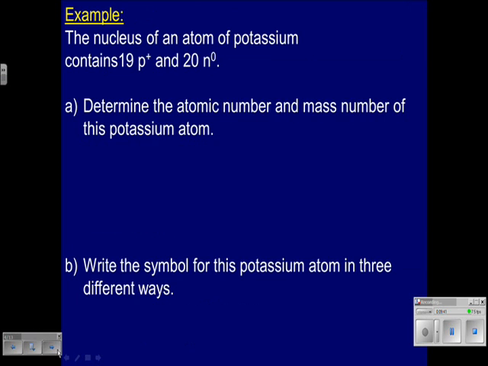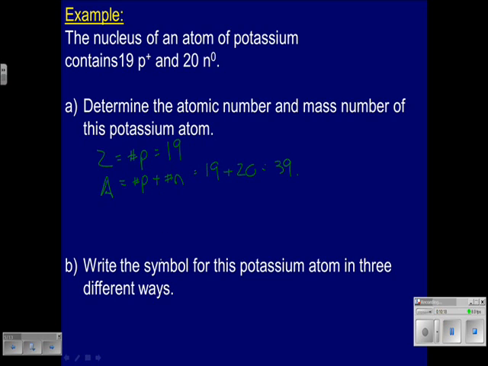So let's keep going. We'll do a couple of examples here. So let's say we have a potassium atom, and it contains 19 protons and 20 neutrons. Determine the atomic number. So Z, the atomic number, that's equal to the number of protons. The atomic number is 19, all right? And the mass number, A, remember, is the number of protons and the number of neutrons. And in this case, it's 19 plus 20, which is 39.